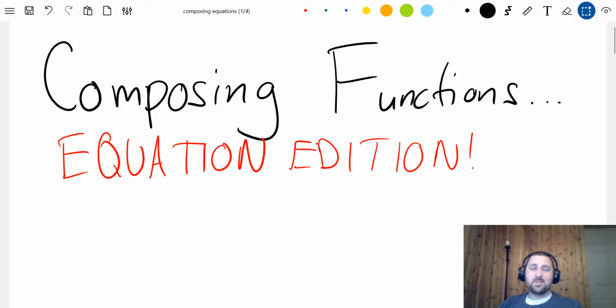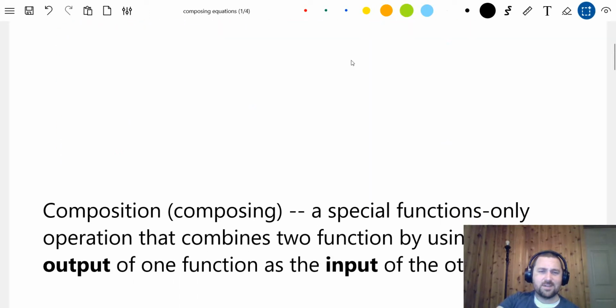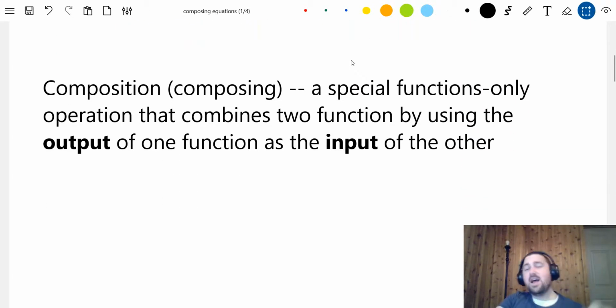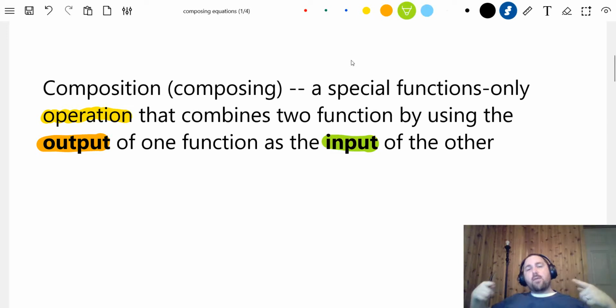Hey everyone, welcome to a video on composing functions, equation edition. Quick reminder, composing functions, or composition of functions, is a special functions-only operation that combines two functions, and this is the key thing, by using the output of one function as the input of the other. So we're not adding them, we're not multiplying them. We evaluate one function, and then that becomes the input of the next one.